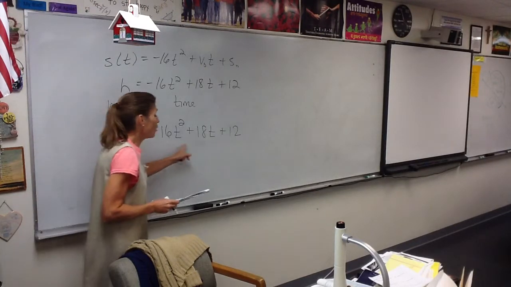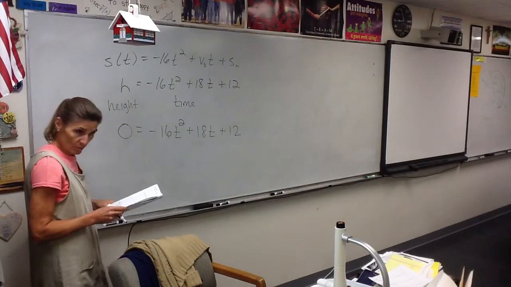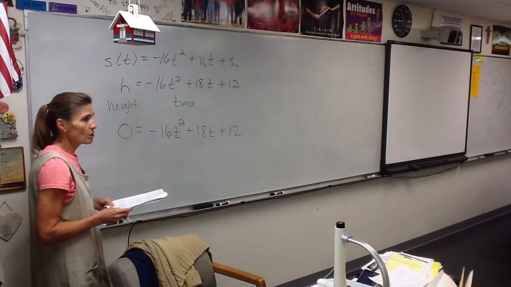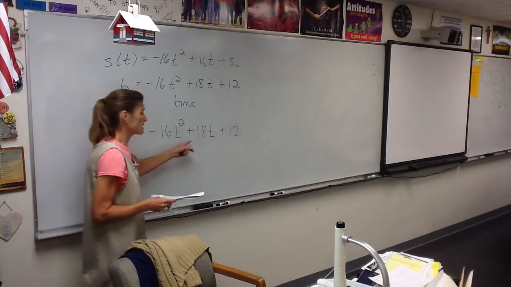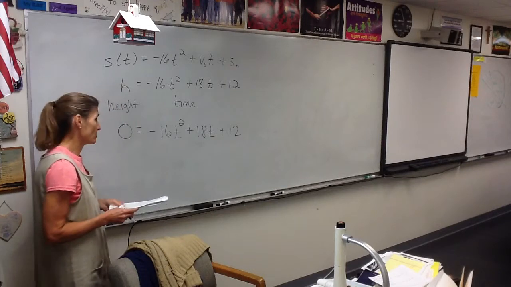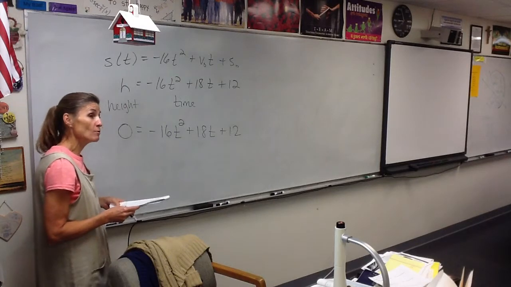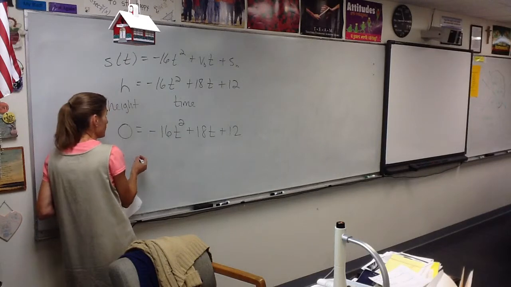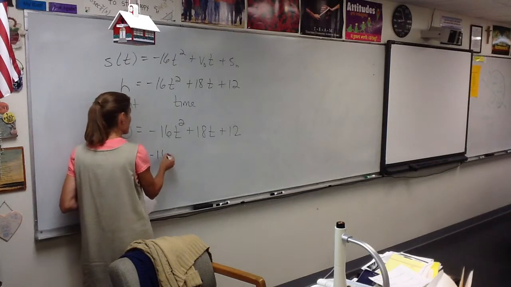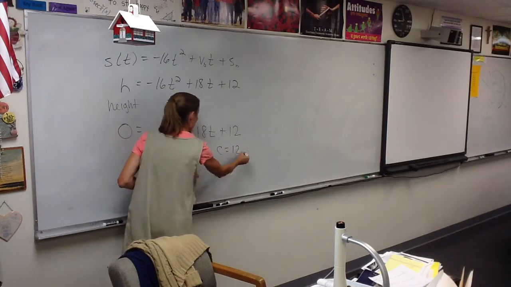Now, how do I solve that? What kind of equation is that? That's a quadratic equation. And how do I solve quadratic equations? I could factor. Ooh, those got some big numbers in there. Maybe I don't want to factor. I could use the quadratic formula. So A would be negative 16, B would be 18, and C would be 12.